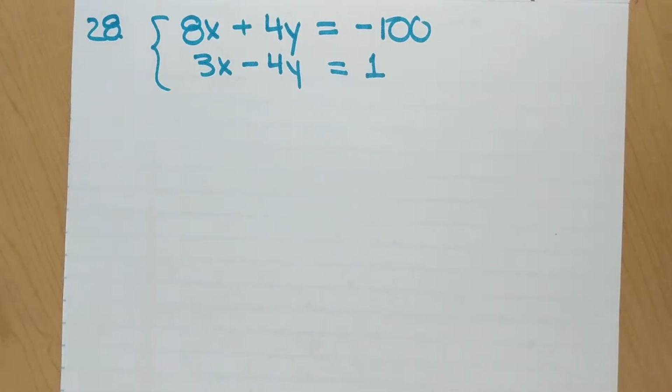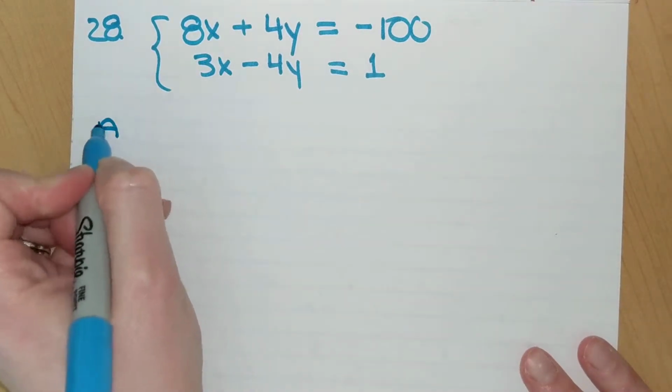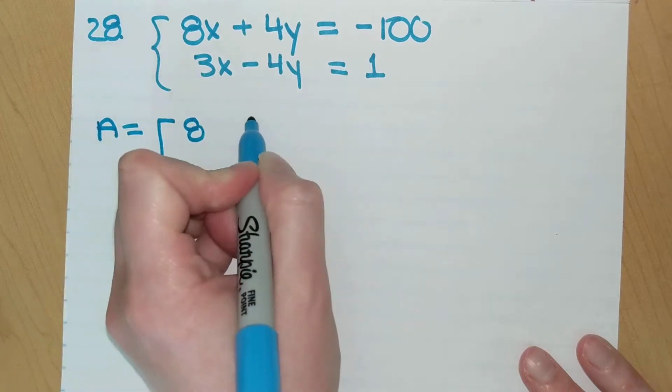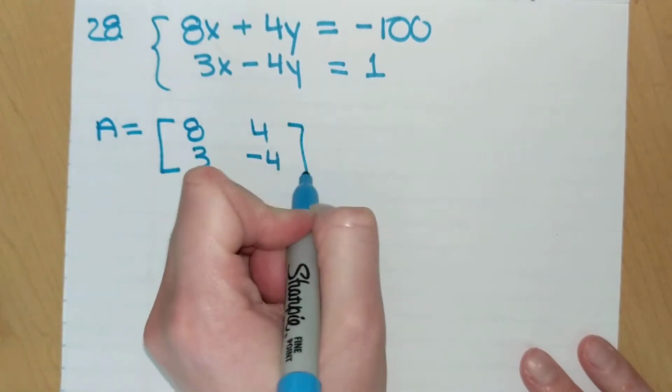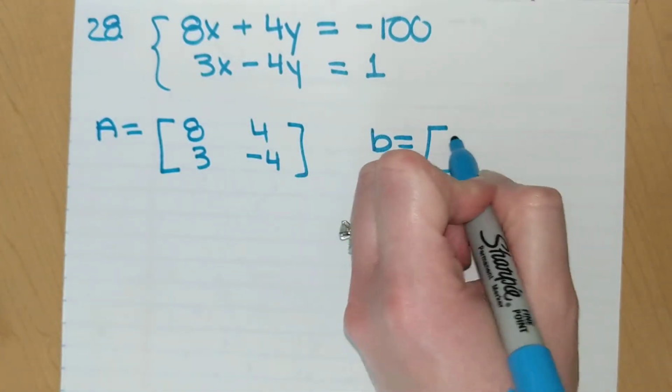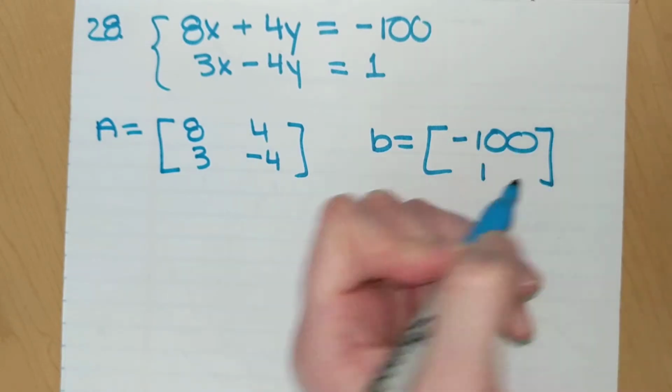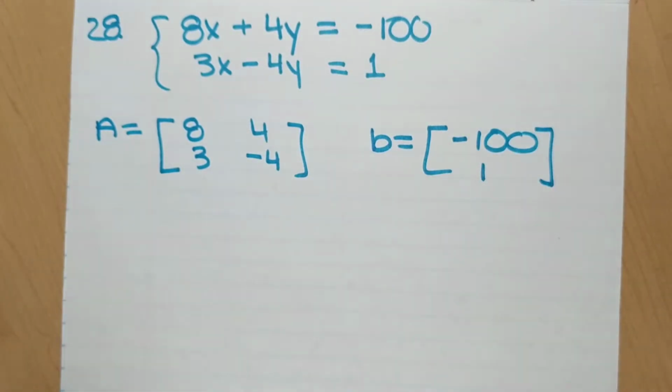So first thing to do is to identify your A matrix. So A is equal to [8, 4; -3, -4]. And then B is equal to [-100; 1]. So the first thing we have to do is find A inverse.